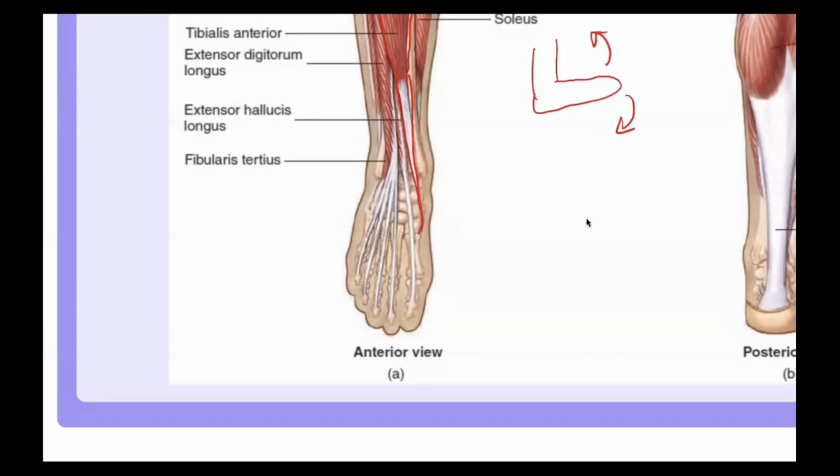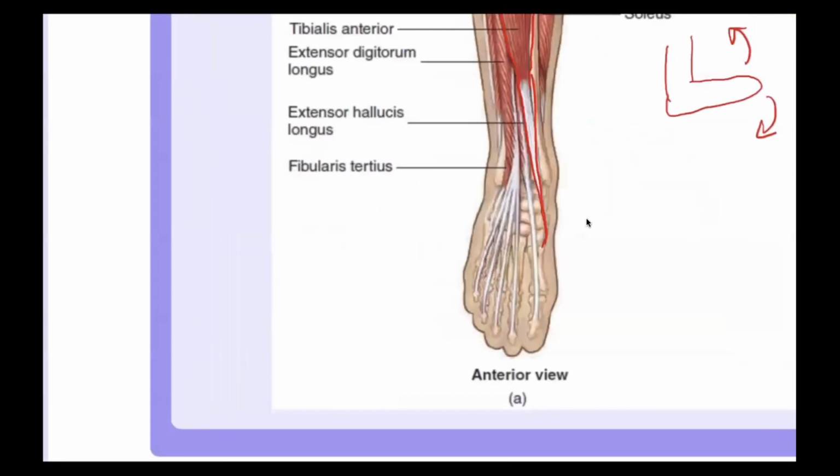And then you have extensor digitorum longus, which is this one. This is extensor digitorum longus. Pretty much like it would appear, at least from the top part, really near to tibialis anterior. And it's going to be giving tendons to the rest of the toes. And then between those two, very briefly seen, is extensor hallucis longus, which is coming to the big toe.